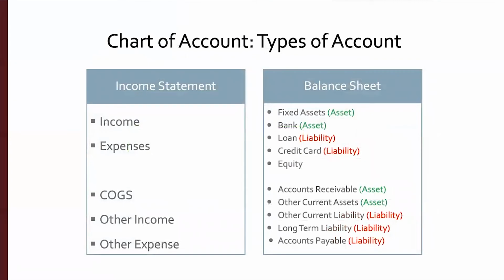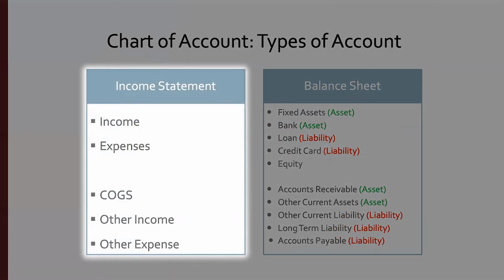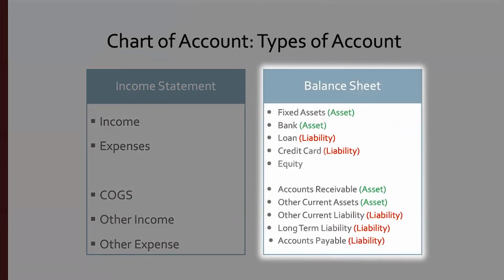So these are the types of accounts that QuickBooks gives to you. On the income statement, the account types are income, expenses, cost of goods sold, other income, and other expenses. On the balance sheet, the account types are fixed assets, bank, loan, and so on. You can read this list.